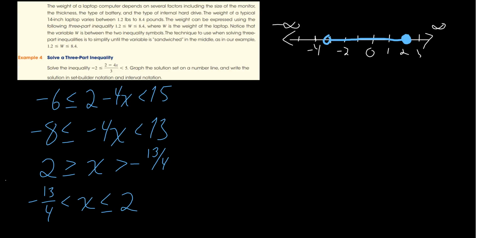Because looking at a graph, we can easily see the interval notation. The interval notation here, it looks like we are not including negative 13 fourths, but we are going from negative 13 fourths. When I say not including, that's because it is just a less than. It's not less than or equal to. So we put a parentheses there. And then we're going to 2, but since we are including it, it is less than or equal to, so we're going to put a bracket.